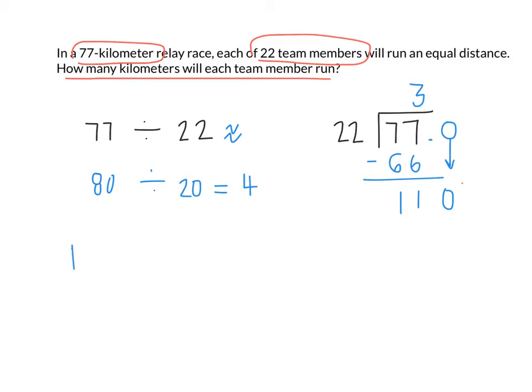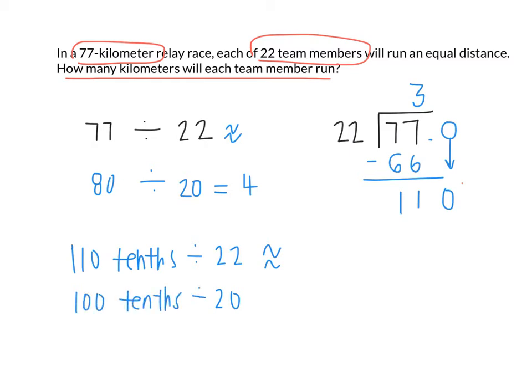Now my new division problem is 110 tenths divided by 22. Well, let's estimate. 22 is still pretty close to? 20. And 110 is close to? 100. 100 tenths. So what's 100 tenths divided by 20? 5 tenths. So let's try putting 5 tenths in our quotient. We have to put the decimal to make it 5 tenths. Then what would we multiply? 5 times 22. Which is? 110. And now our remainder is 0.